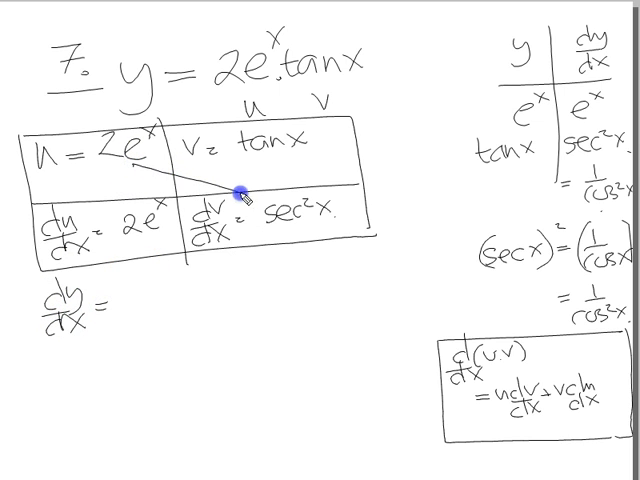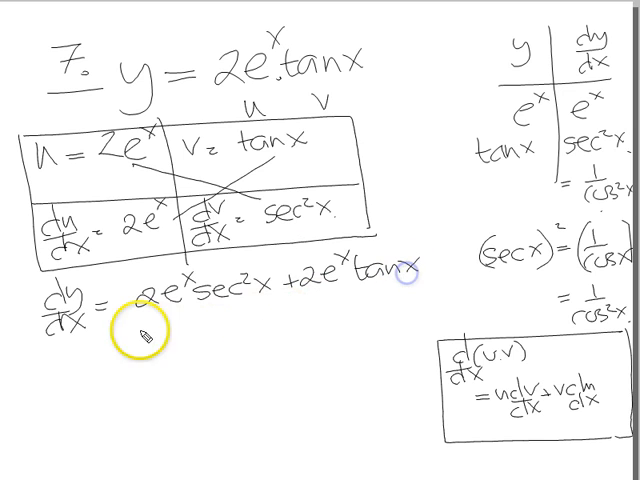is u dv dx, which is 2e to the x sec squared x, plus v du dx. And I'd like to write the second term first, if that's okay, in that product. That times that is just the same as that times that, so I'll put plus 2e to the x tan x. It'll save us writing another line, won't it? There we go. That looks fine.